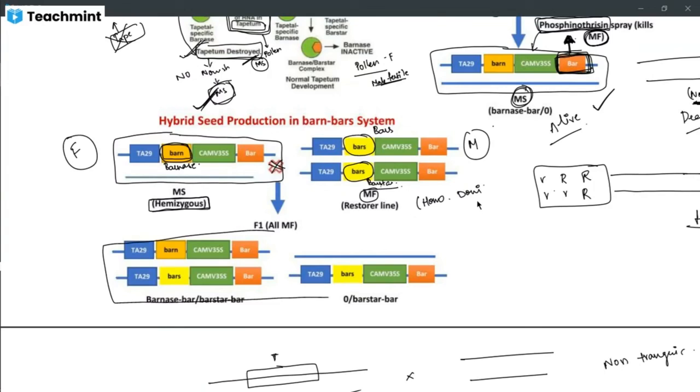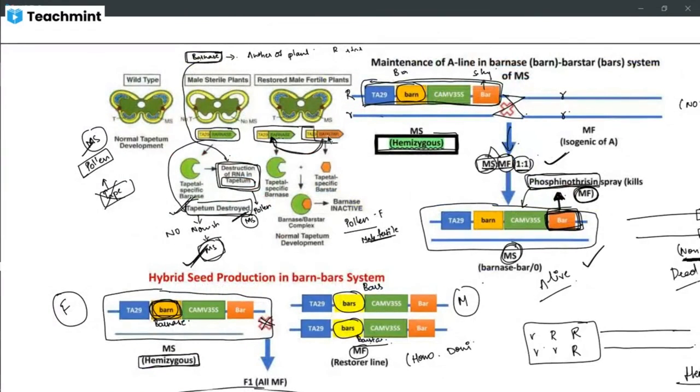So there are F1s developed. This is your hybrid seed. See why the Barnase function here has been inhibited: because barstar counterattacks the Barnase. Do you remember? Barstar counterattacks the Barnase, and then there will be no tapetum destruction. The tapetum will be normal, and as the tapetum is normal, the pollen will be functional. Am I right?